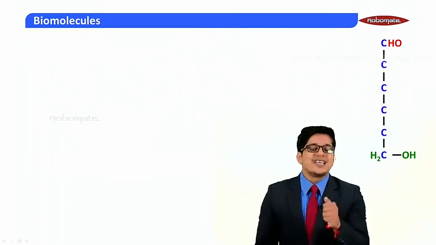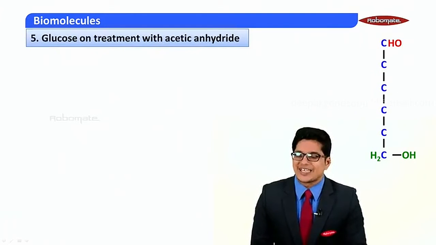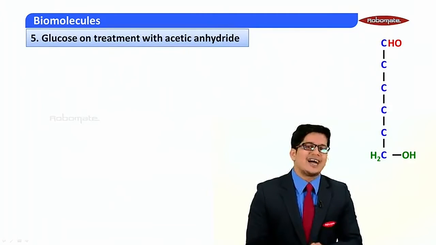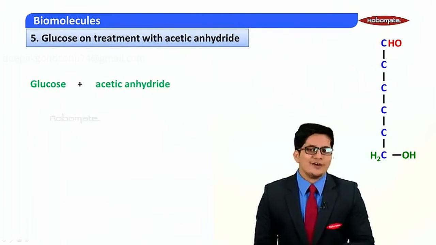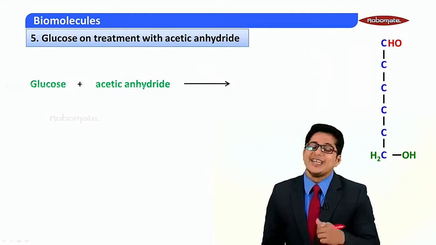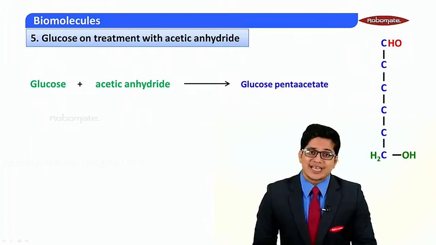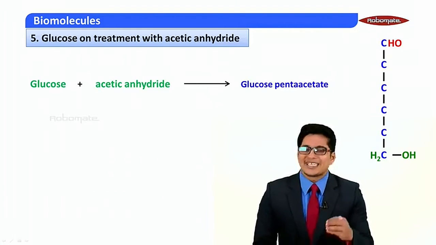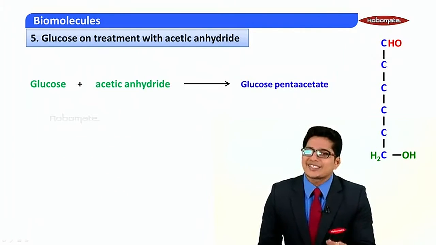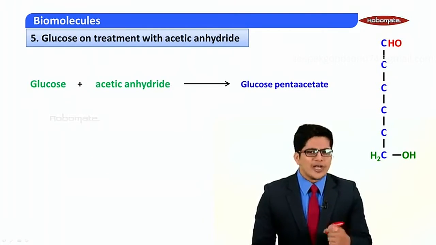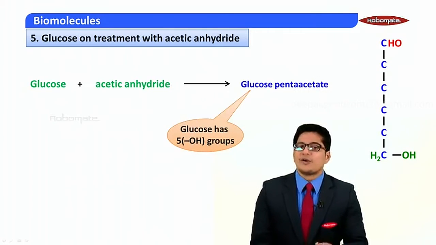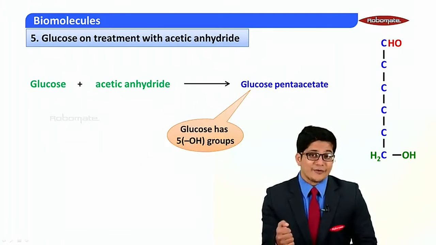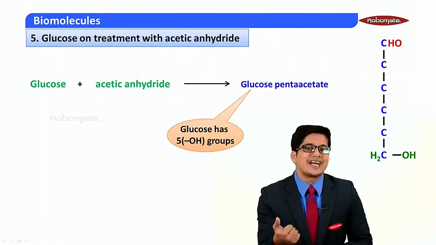Moving further, the last reaction suggested that when glucose was treated with acetic anhydride, let's see what happens. Glucose plus acetic anhydride gives us a compound that is glucose pentaacetate. That means it is a pentaester compound. We all know that glucose consists of 5 OH groups. Therefore, it was forming a pentaester.